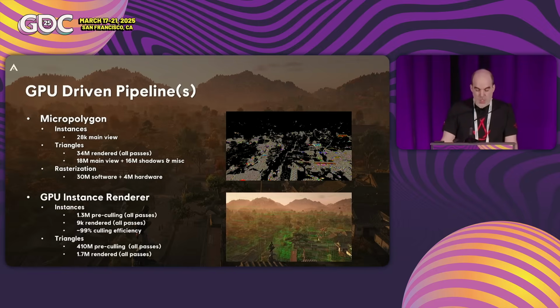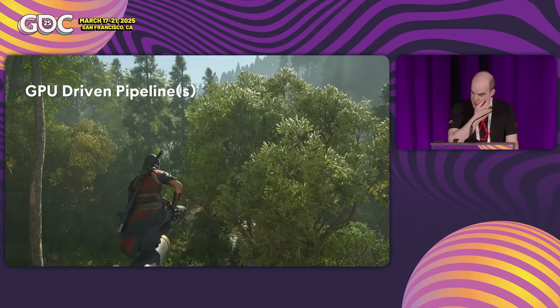For the GPU instance renderer in this scene, it's mostly trees, and we have around 9,000 instances spread across all passes for close to 2 million triangles with it. So the reverse scenario now in a forest.